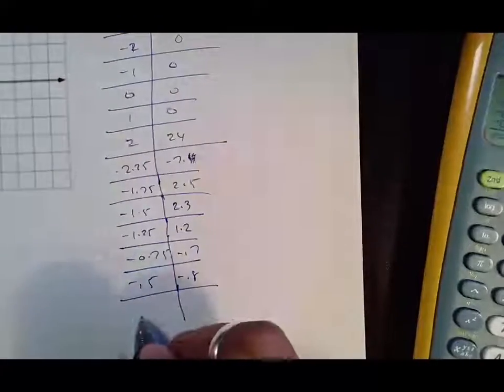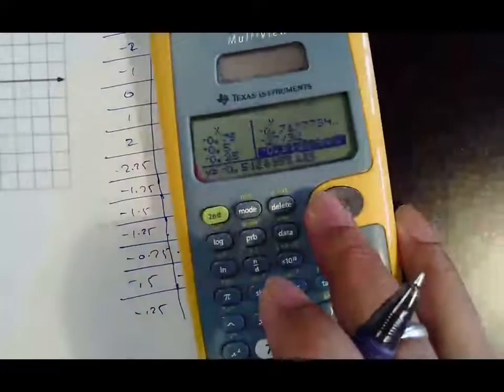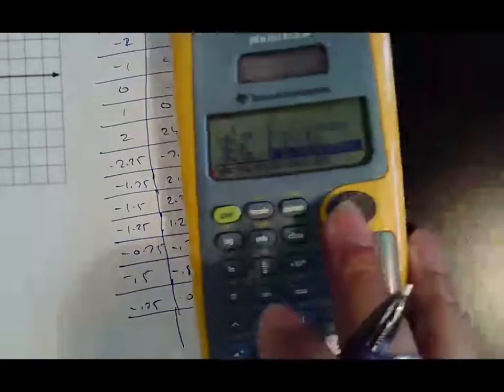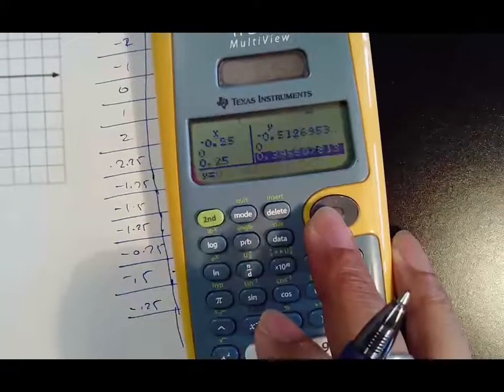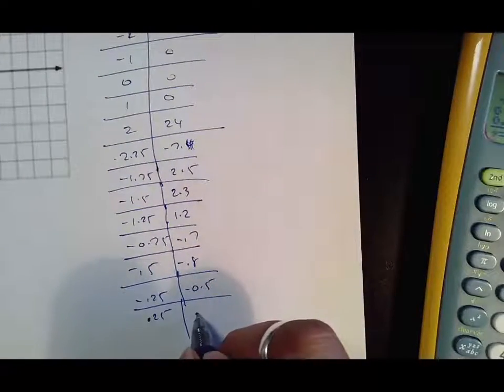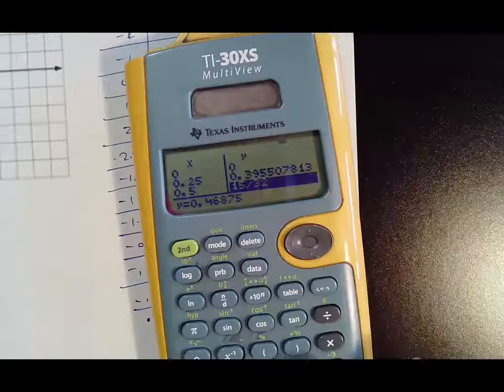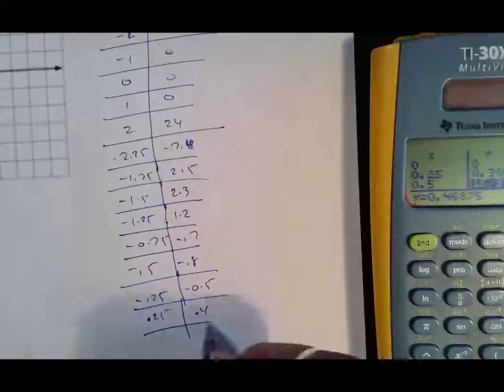Negative 0.25 is at negative 1/2. Again, hopefully you're doing this for yourself and verifying these numbers. 0 we already have. 0.25 is at 0.4. 0.5 is at 0.5.